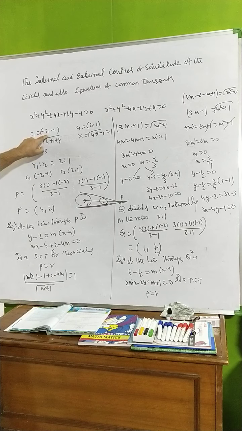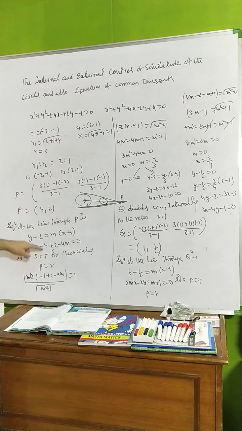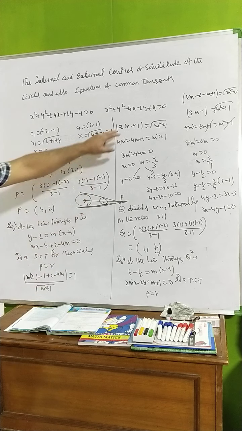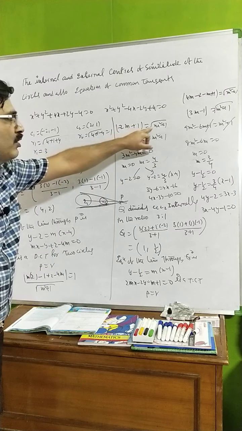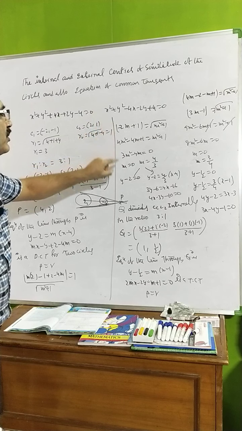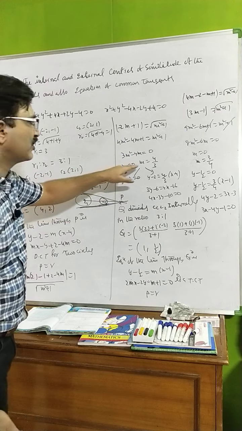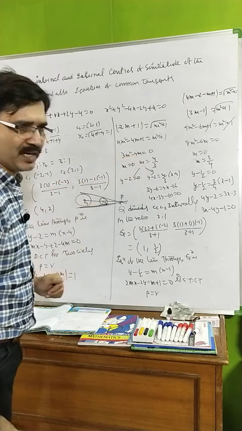Center is (-2, -1). I have taken this circle, center (2, 1). I substituted 2 and 1, and here plus 2 and minus 4m is there. So we got here minus 2m, minus 2m plus 1, you see this, and under root of m square plus 1. After solving the quadratic equation, which is easy, m is equal to 0, m is equal to 4 by 3, directly we are getting.